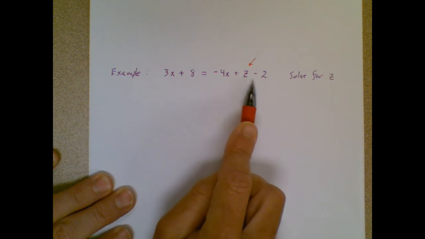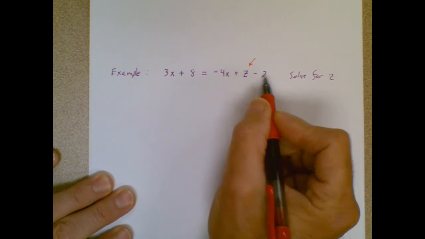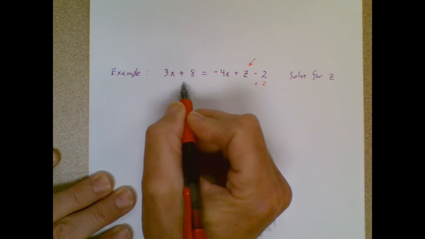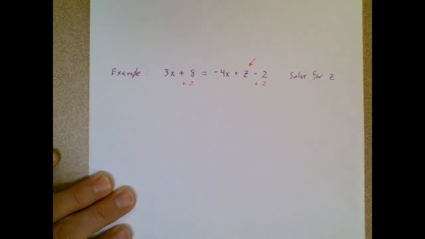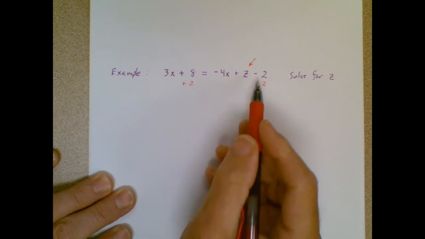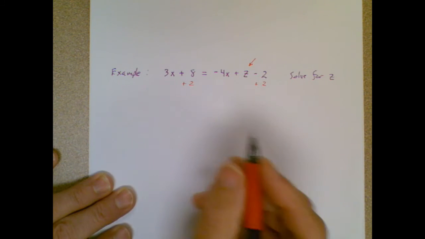If my goal is to solve for z, it has to be by itself, so I have to get rid of the minus 4x and the minus 2. I get rid of a subtract 2 by adding 2. And remember, I have to do that to both sides. Now I chose to get rid of the minus 2 first, and I left the minus 4x, but you could go in a different order.